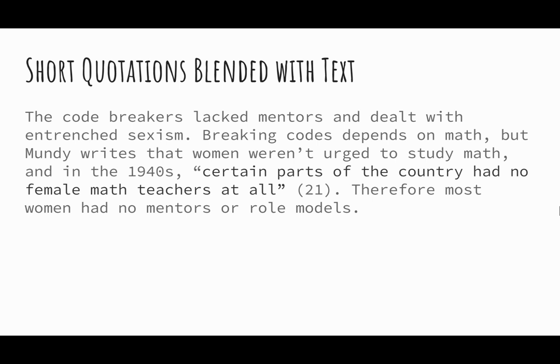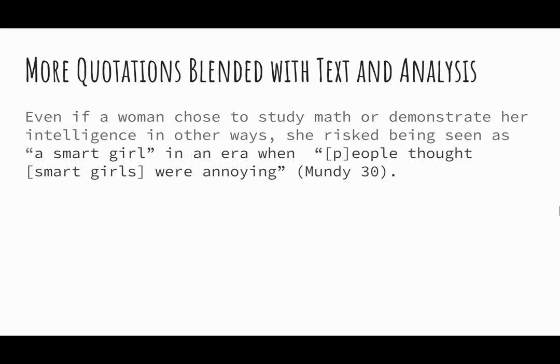Moving on to the next part, the entrenched sexism. Even if a woman chose to study math or demonstrate her intelligence in other ways, she risked being seen as a smart girl in an era when people thought smart girls were annoying. Because this era thought smart girls were annoying and pushed women not to be seen as a smart girl, I think it's a fairly good example of sexism saying that women shouldn't be intelligent. Moving on.